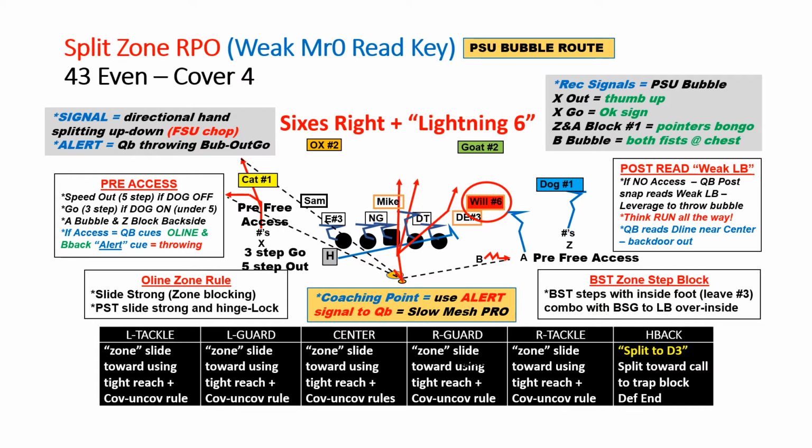Here's our split zone. Again, 6 is right, B back sets to the right. We get a 3-by-2 set. Everything else is exactly the same. Now it's inside run, so the quarterback will take a rocker step, going to read that will backer or weak Mr. Zero. If he gets a fill, then we can look to throw the bubble to the B. If he sits, now he becomes a ball carrier, running the ball inside to the back door out.